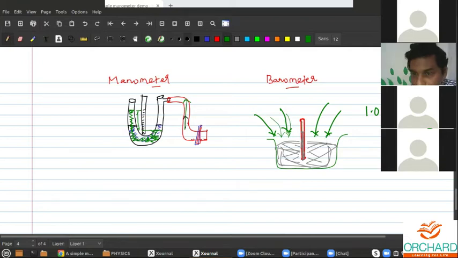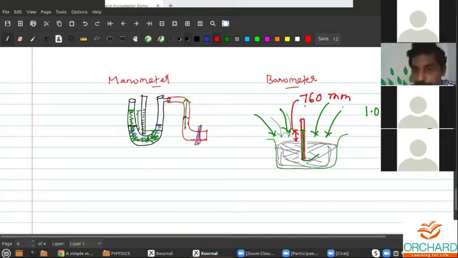Therefore, if you keep a capillary tube inverted into this mercury trough, the mercury will go into this capillary tube up to a particular level. If you measure this height, it would be 760 millimeter, and 760 millimeter is the normal atmospheric pressure.